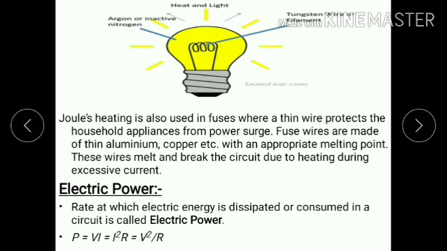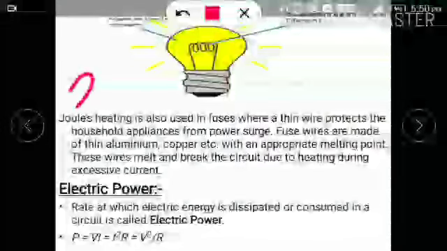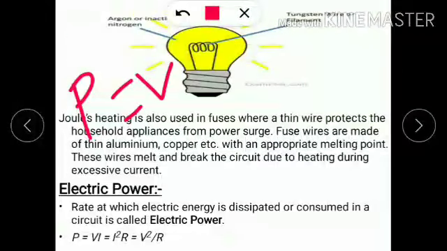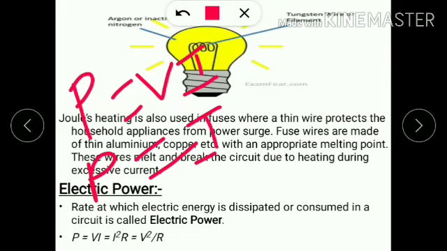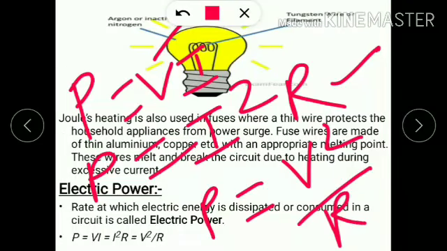There are three formulas of electric power. What is the formula? P is equal to VI, or we can say P is equal to I square R. How is this formula derived? By Ohm's law, because V is equal to IR, so P is equal to I square R, then you can say P is equal to V square upon R. There are three formulas of power by which we can determine the power.